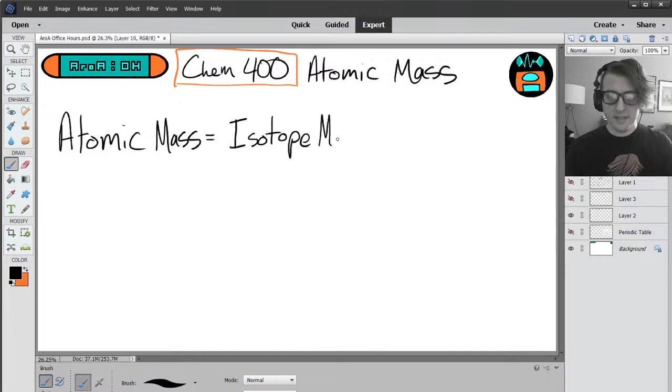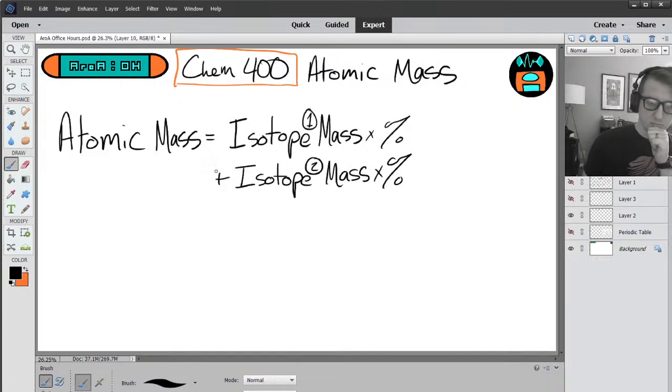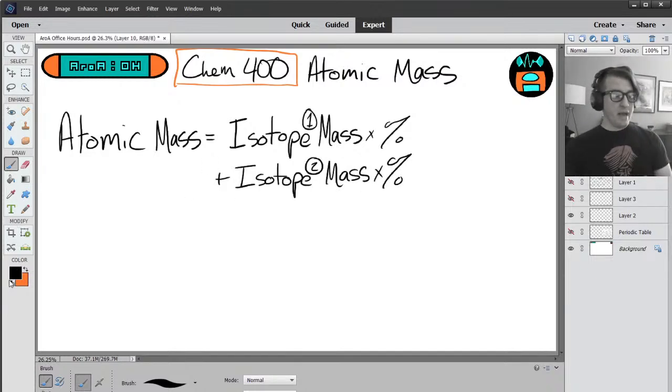So it's equal to isotope 1's mass times its percent abundance, plus isotope 2's mass times its percent abundance. All right, that is the equation for atomic mass.